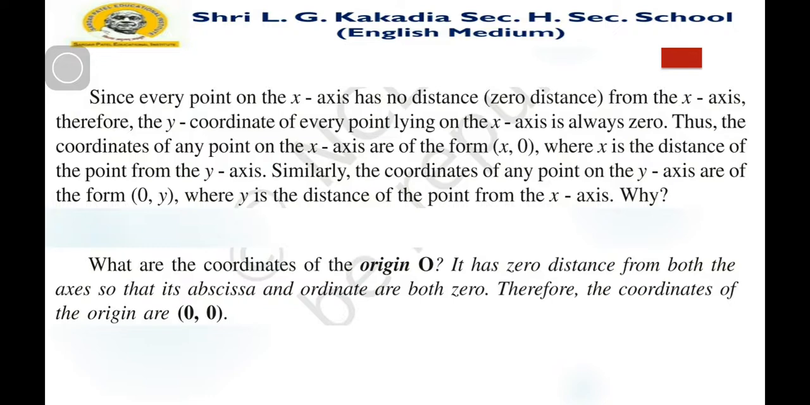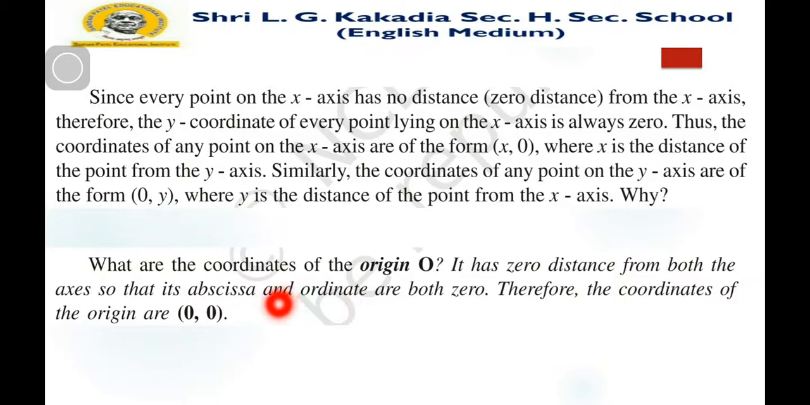abscissa, meaning the coordinate of the x axis. Abscissa is a coordinate of the x axis, and ordinate means the y coordinate. So its abscissa and ordinate are both 0. Therefore the coordinates of the origin are 0 comma 0. 0 is the abscissa and here 0 is the ordinate.